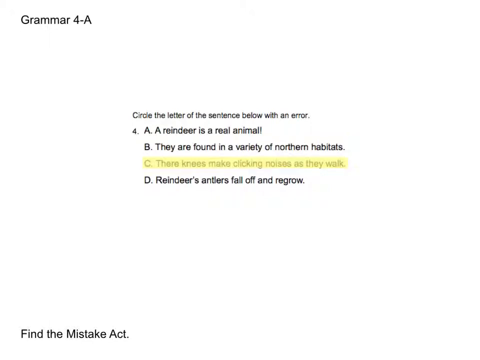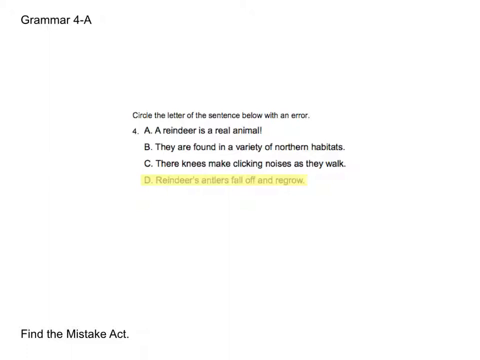Their knees make clicking noises as they walk. Well, we've got the capitalization, we've got the punctuation, but something looks off with that first word, there. Let's think through, is that the correct there? Remember, there are 3 theirs that are homophones in the English language, probably more, but the 3 that we've gone over so far can get confused easily. So that's in the back of our mind now. Now let's look at the last one just to be sure.